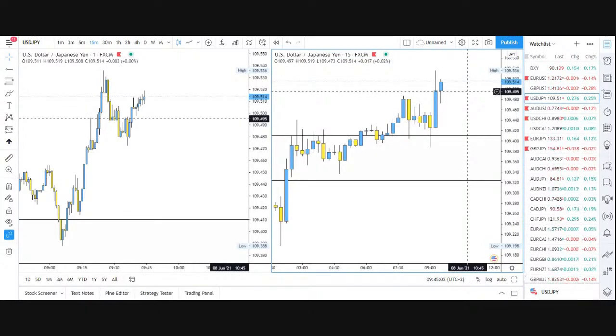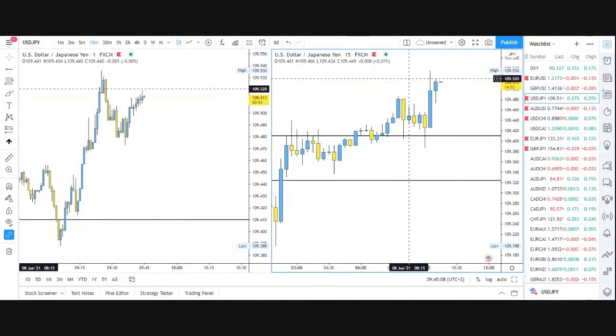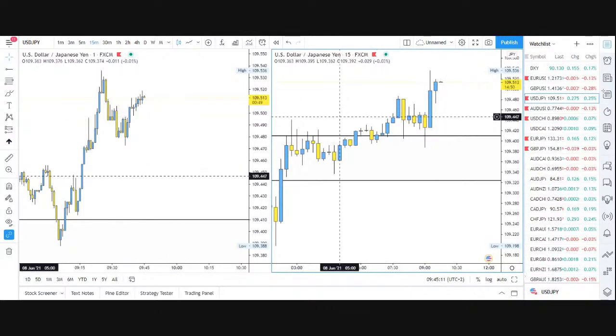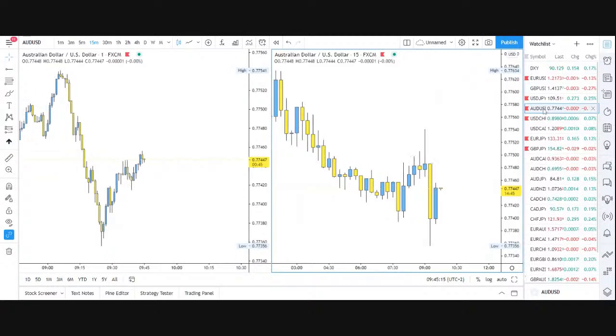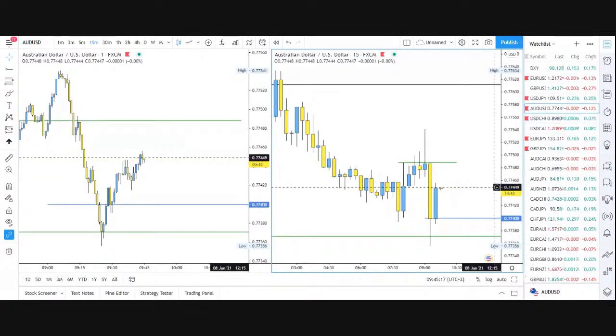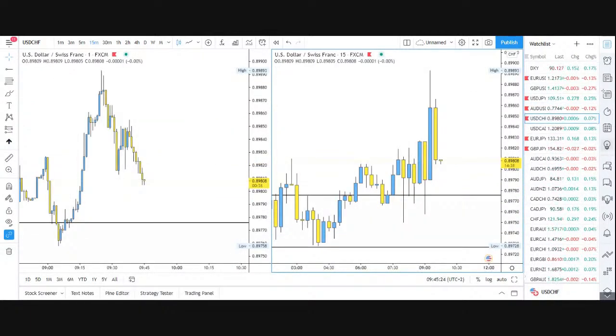Well, ain't that a bee? Look at USD JPY, the only one out of all of them to actually move higher. Yeah, man, that's the way trading goes. That's the way it goes.